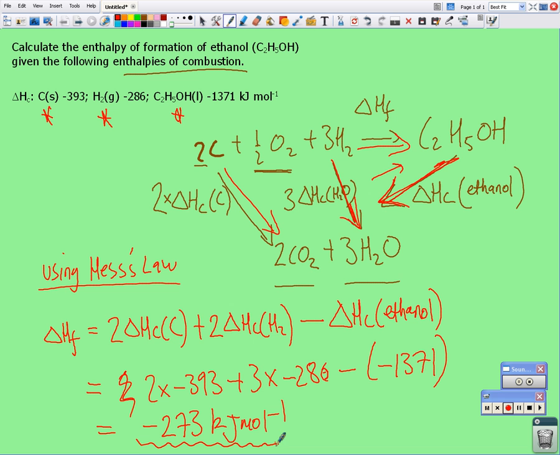Do notice that some of the values for these enthalpy changes of combustion or formation are slightly different to the ones in your IB data booklet. These questions I got from our friend Grimes' website, Chem Sheets.